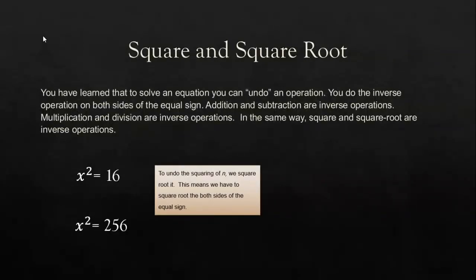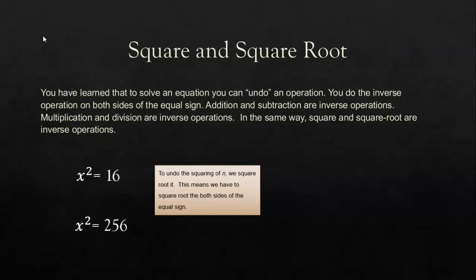So we've learned how to solve an equation by undoing an operation. The inverse of addition is subtraction and the inverse of multiplication is division. We always look at what's happening to the x and we do the opposite of what's happening to get the x by itself, or the variable.